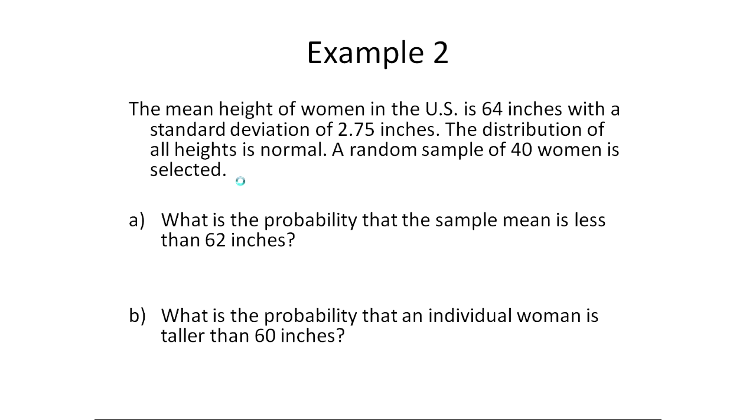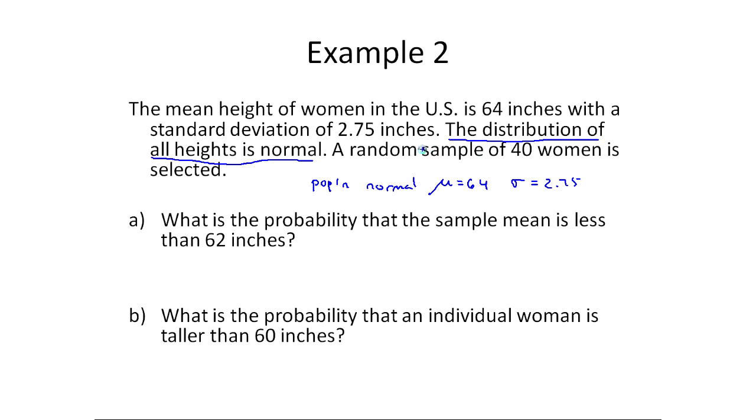Okay, so notice the change here. Now we're talking about a real application. I say the mean height of women in the US is 64 inches with a standard deviation of 2.75 inches, and the distribution of all heights is normal. Now, the first thing I think about here, distribution of all heights is normal, is that's the population. So in other words, this population is normal with a mean of 64 and a standard deviation of 2.75.